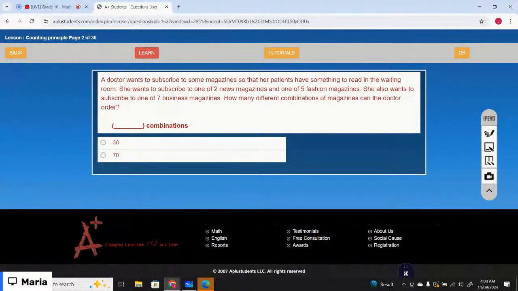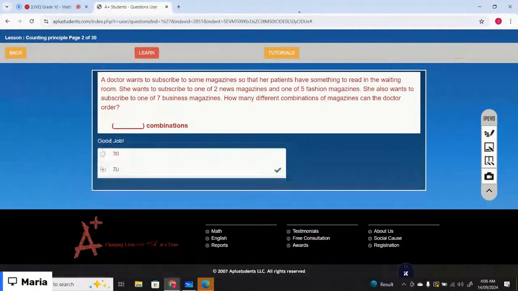The correct option is, you have to do 2 times 5 times 7. 2 times 5 is 10 and 10 times 7 is 70. That means the total combinations the doctor has is 70. Option number 2 is the correct option.